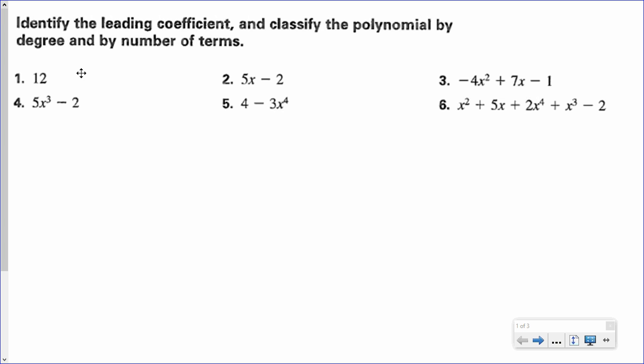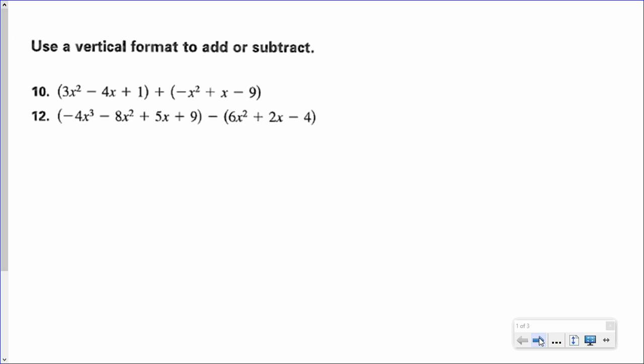Number 4, probably a good one to talk about. Your leading coefficient would be 5. The degree is to the third power, so that's cubic. And how many terms are there on number 4? They're separated by a plus or minus sign. There's one term over here, a second one over here. Two terms is called a binomial. Three terms is called a trinomial. Okay, that should get you to the first part of the worksheet.